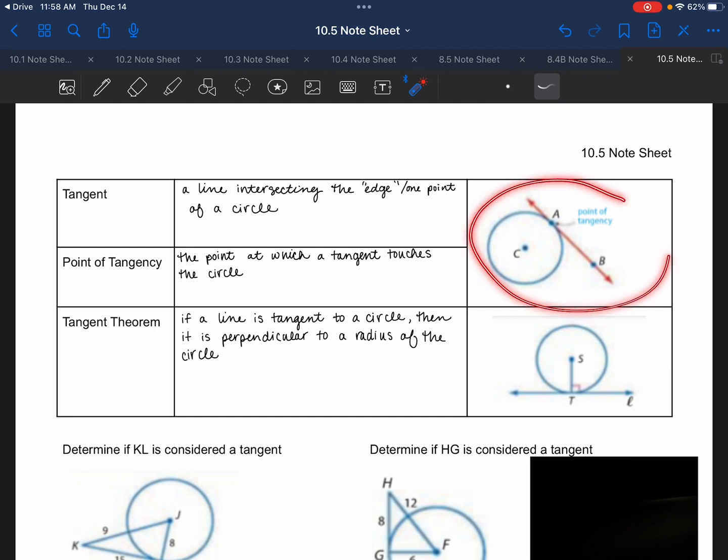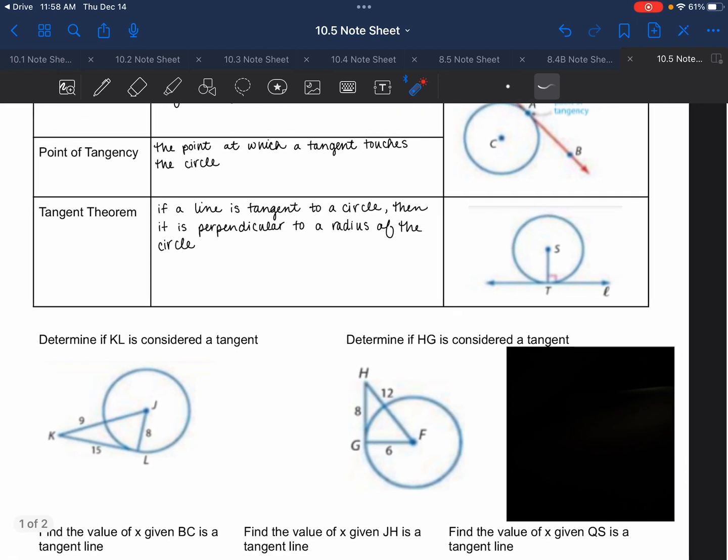So in this image here, we've got circle C, so it's named by its center, and we have a tangent line AB that touches the circle at one point, point A, which we call the point of tangency.